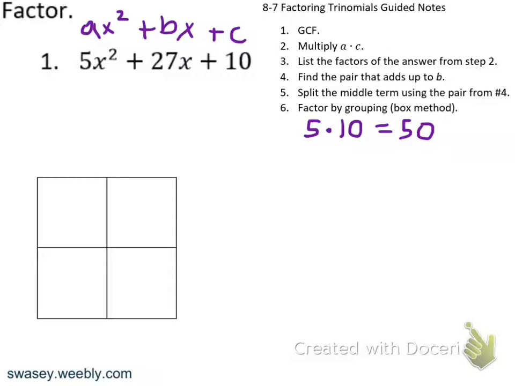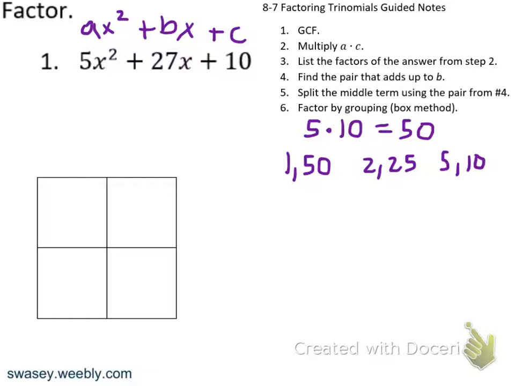So think about your factors of 50, ways to multiply and get 50. First of all, you have 1 times 50. Then you have 2 times 25. Then you have 5 times 10. So those are the ways we can multiply whole numbers and get 50.